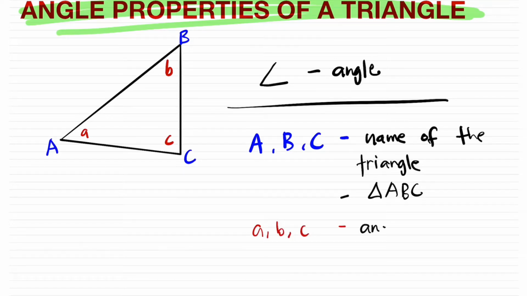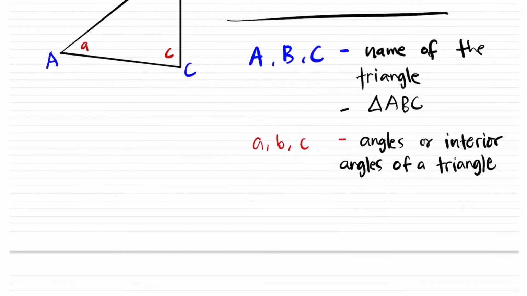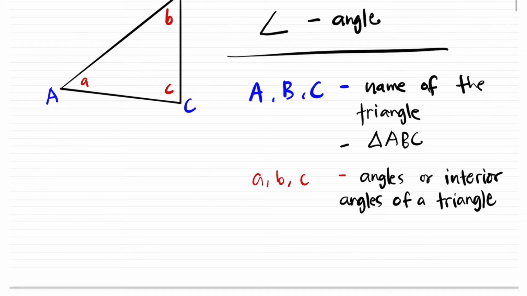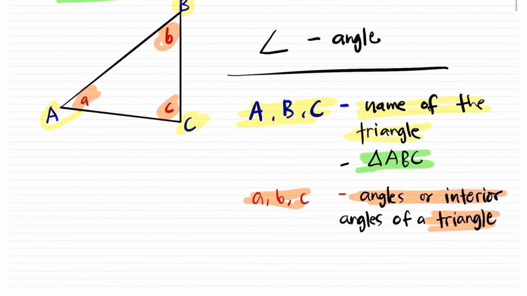The small letters we have inside, A, B, and C, are the angles or the interior angles of a triangle. So this is the name of a triangle, triangle ABC, and the letters inside here are the angles or interior angles of a triangle. Those are the things that we can find in a triangle.